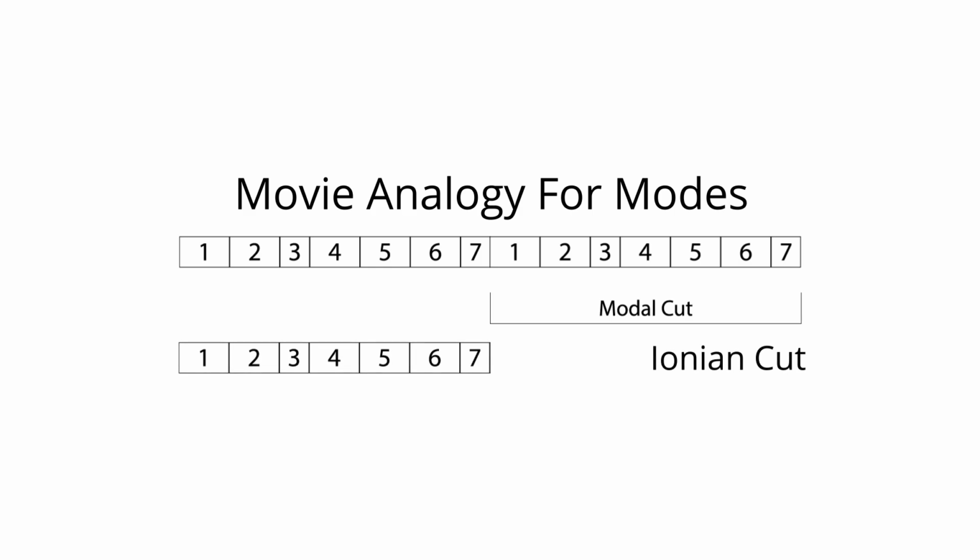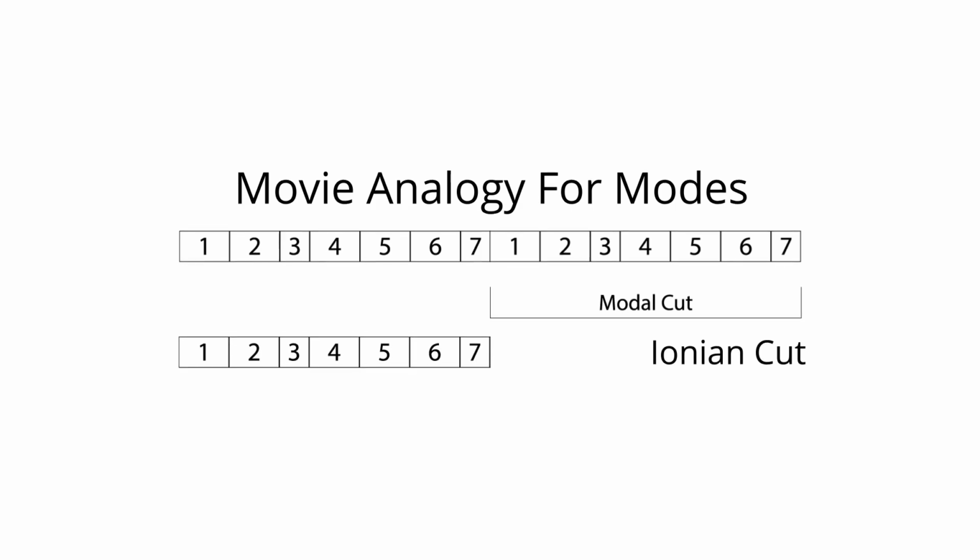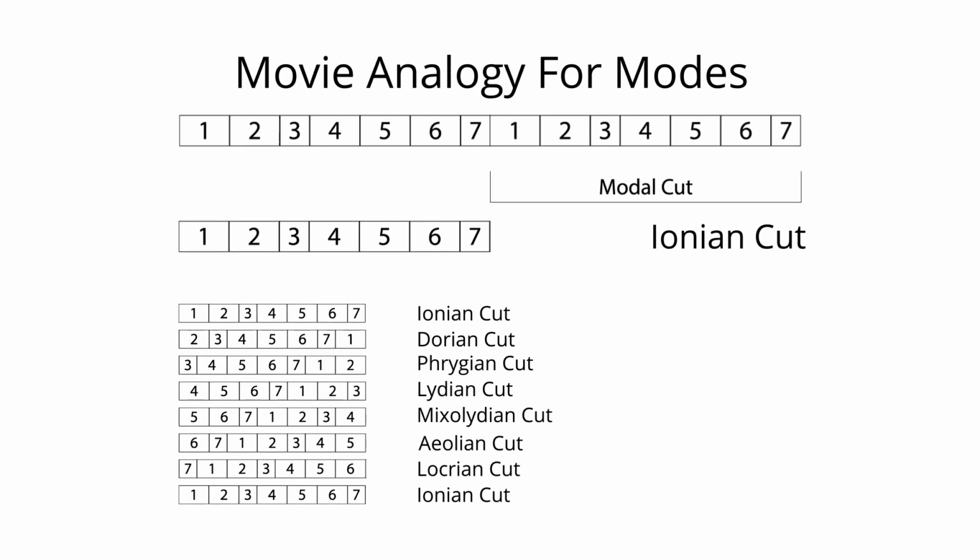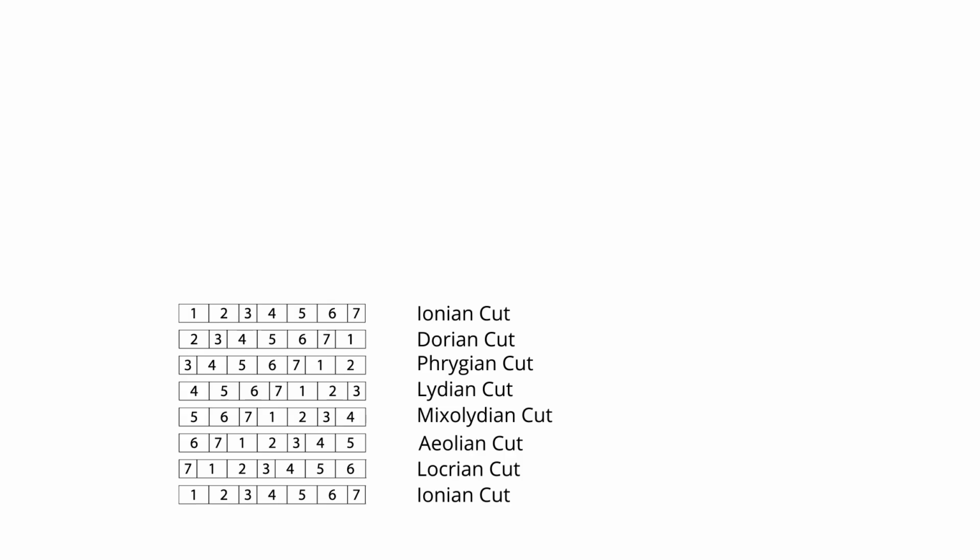So in the end, there are 7 different movies, 7 different cuts, okay? But you can see they're the same length, they're the same number of scenes, the same sequence of scenes, but just different starting points, okay? And this applies to music in modes.